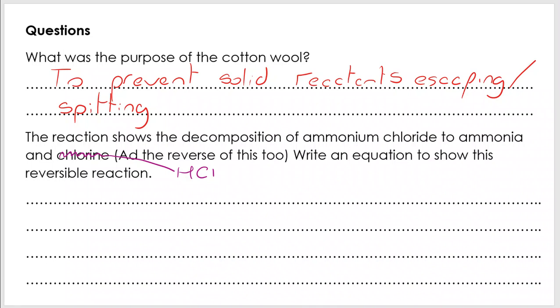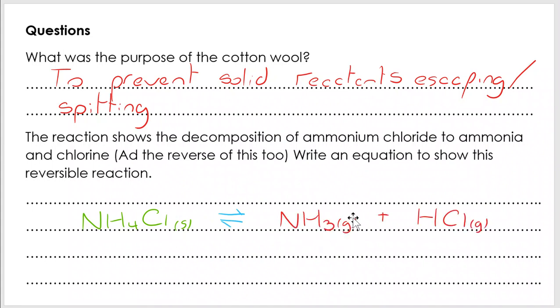The equation, well, we start off with NH4Cl, which is solid. The reversible equation, and we're making NH3, which is a gas, and HCl, which is a gas. And we have got here the white solid and the colourless gases. This is the most important thing to take from the video, that the reversible reaction symbol is used in reversible reactions.